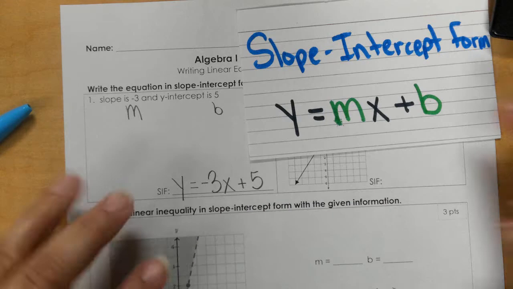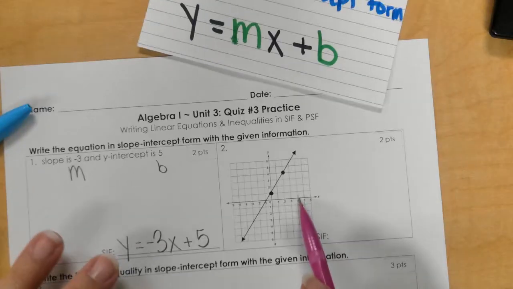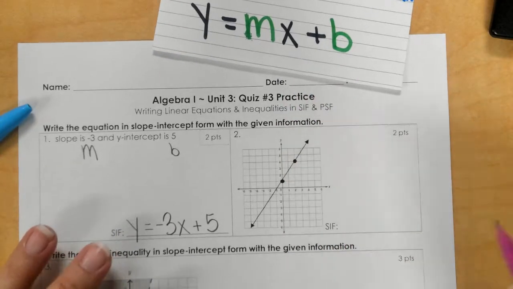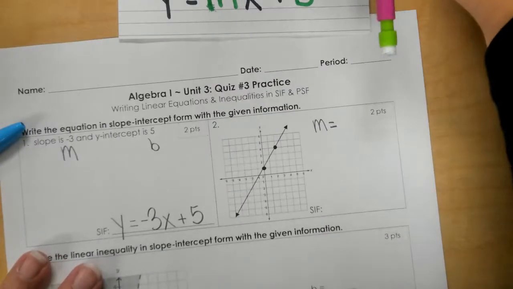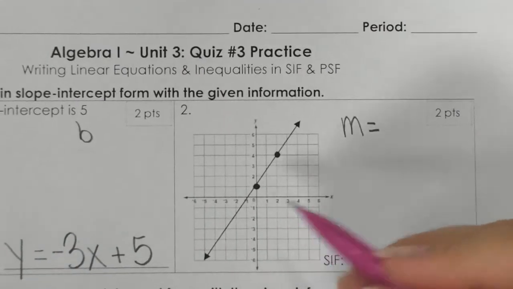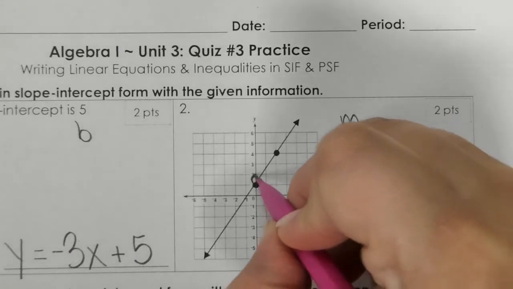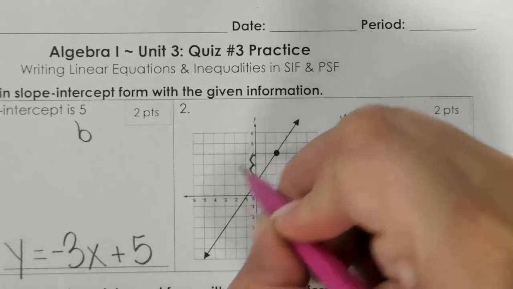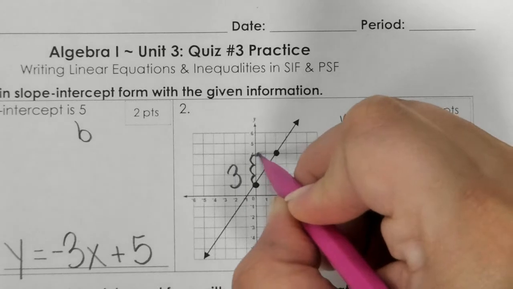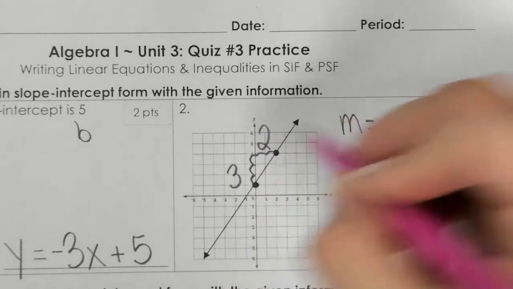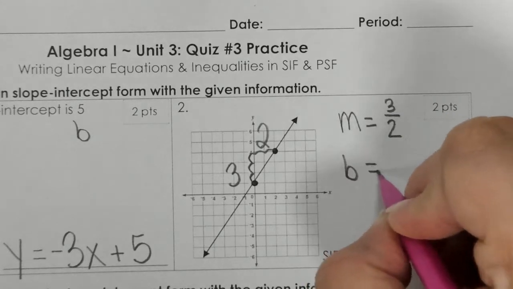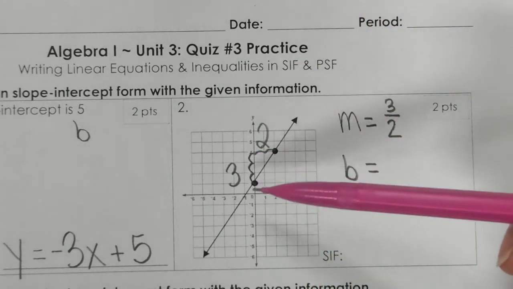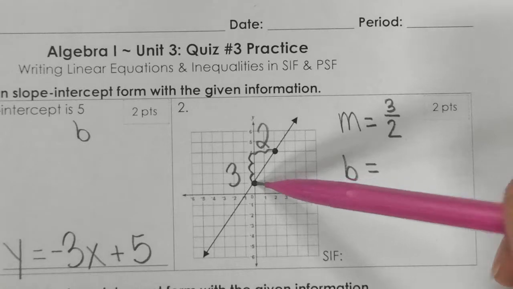Okay. Over here, in this example, I need to find my m and my b, and then I need to write it in, okay? So m is how much do we rise here? How much do we go up? So we're going to go up 1, 2, 3. And we're going to run 1, 2. So I have 3 over 2. And then b, where does it cross the y-axis, which is right there at positive 1.